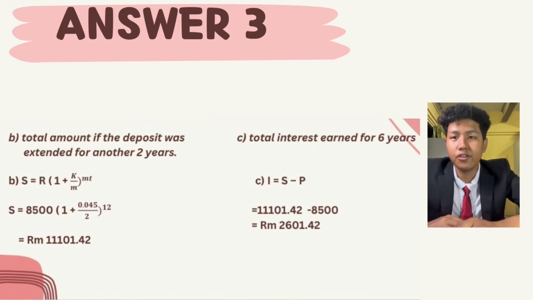So let's move to question 3C. Total interest earned for 6 years. So we use the formula interest equals future value minus principal amount. 11,101.42 minus 8,500. So the answer is RM2,601.42.